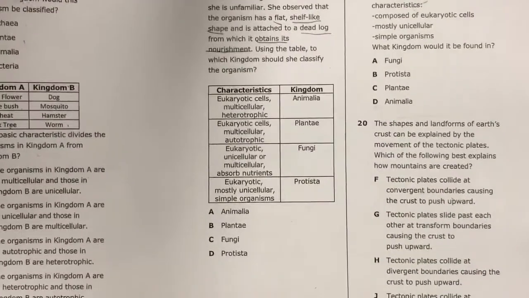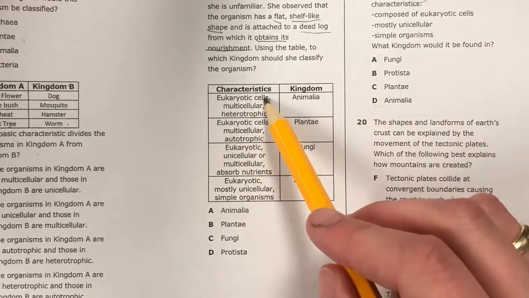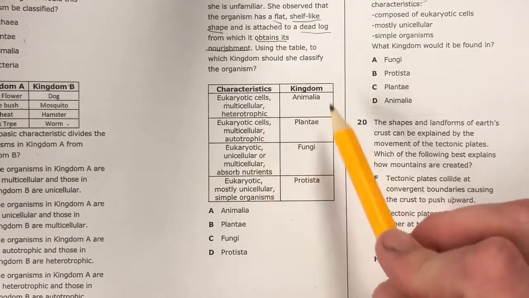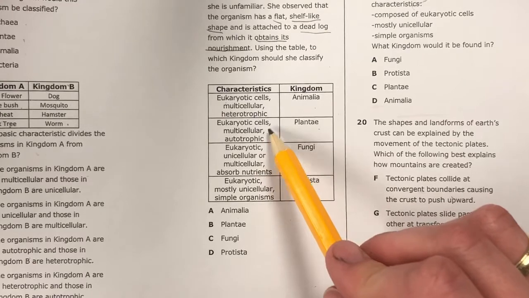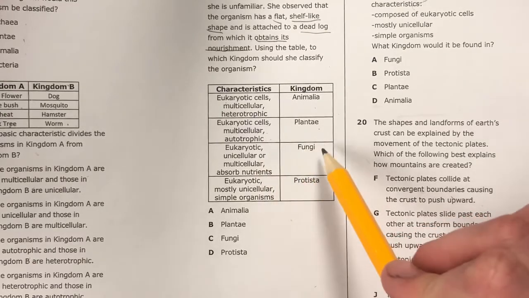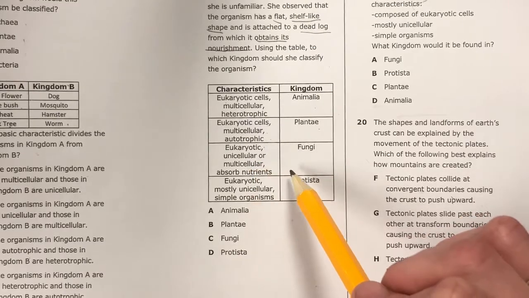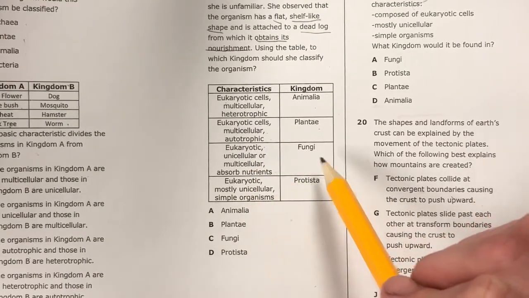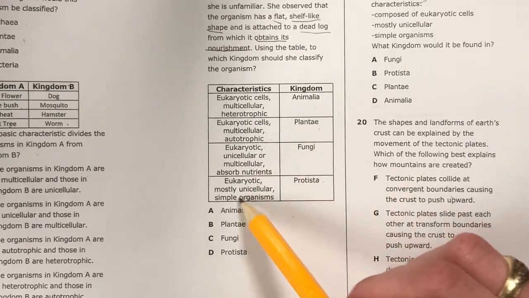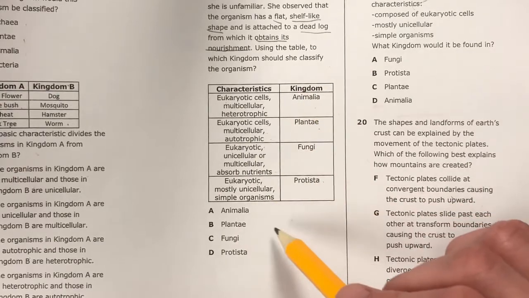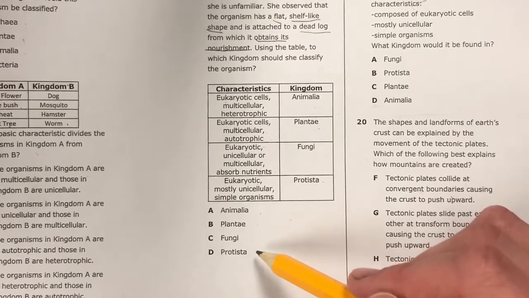I'm going to zoom in just a little now. All right, so here we go. For Kingdom Animalia, the characteristics are eukaryotic cells, multicellular, heterotrophic. For Kingdom Plantae, its characteristics are eukaryotic cells, multicellular, autotrophic. For Kingdom Fungi, it's eukaryotic, unicellular or multicellular, and it absorbs nutrients. Protista is eukaryotic, mostly unicellular, and a very simple organism. So is this thing A, Animalia, B, Plantae, C, Fungi, or D, Protista?